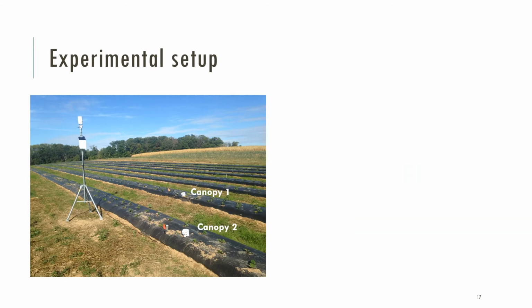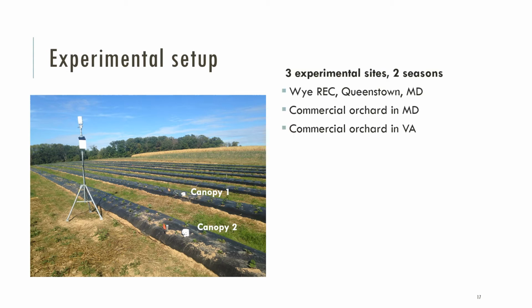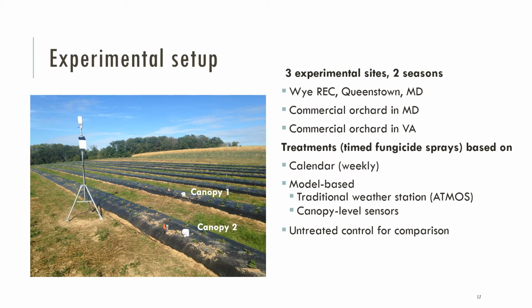This is what the experimental setup looks like at one of our sites. On the tripod you see the weather station, and then labeled with Canopy 1 and Canopy 2, those are the microclimate sensors at canopy level. We are conducting this trial at 3 experimental sites over 2 seasons: at the Wye Research Station in Queenstown, Maryland, and then 2 commercial orchards, one in Maryland and one in Virginia.